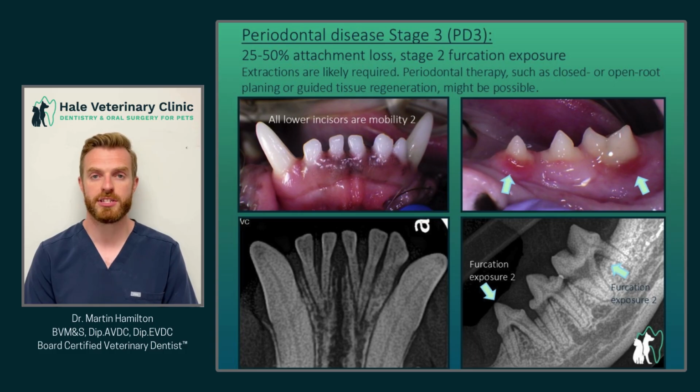Stage 3 periodontal disease is defined as a tooth having between 25 and 50% clinical attachment loss or bone loss. There may also be stage 2 furcation exposure, meaning that there has been bone loss within the furcation between multi-rooted teeth and a probe can be passed partly through that furcation. Teeth with stage 3 periodontal disease may be treated by extraction for smaller, less important teeth, or for larger, more functional and important teeth, we may consider open or closed root planing or even guided tissue regeneration depending on the pattern of bone loss present.